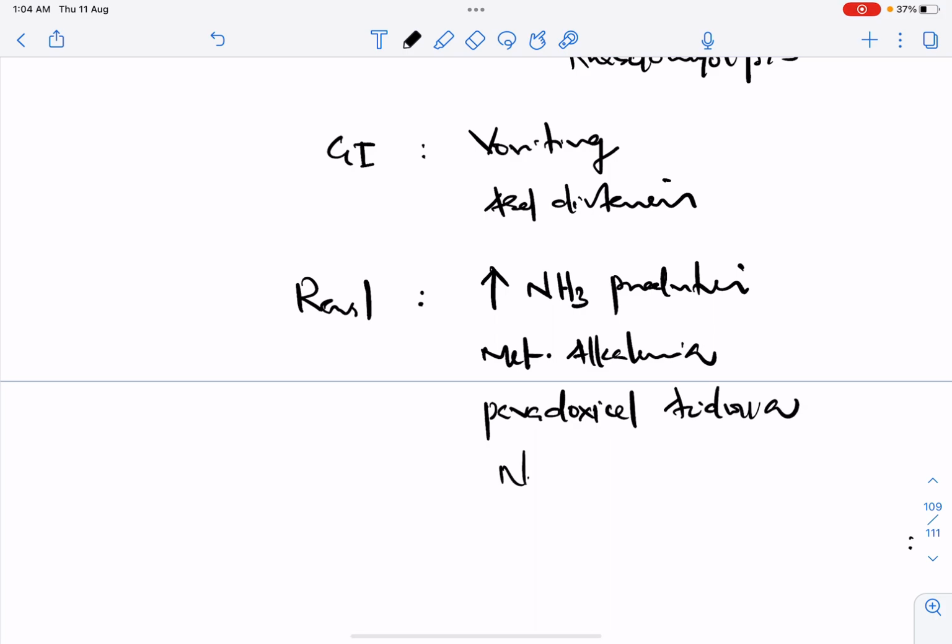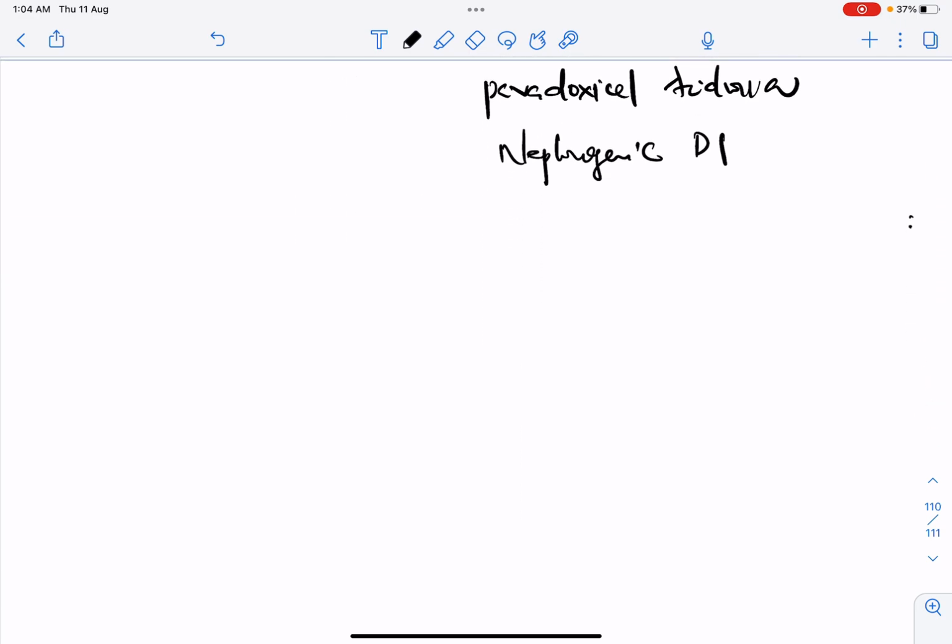There may be nephrogenic diabetes insipidus. Okay, so these are the common clinical features that we can see in a patient with hypokalemia. Now, how to investigate a case of hypokalemia?